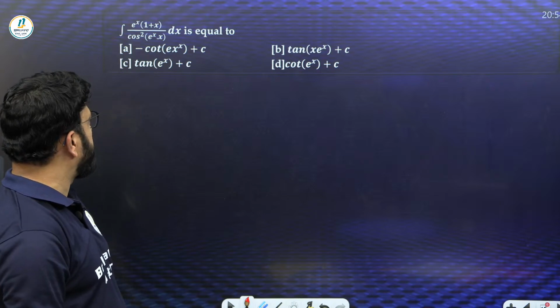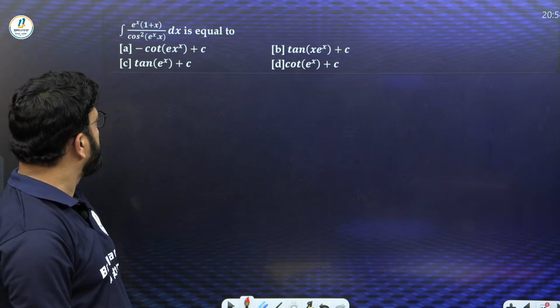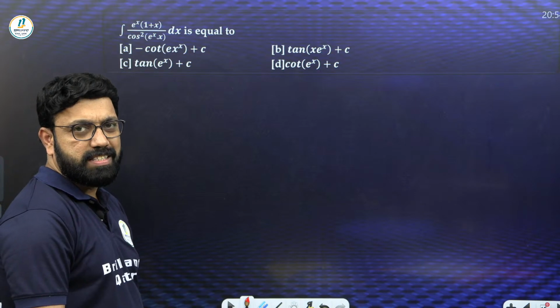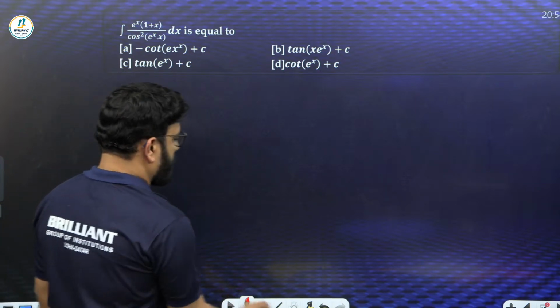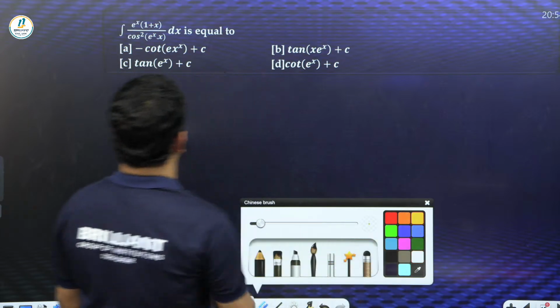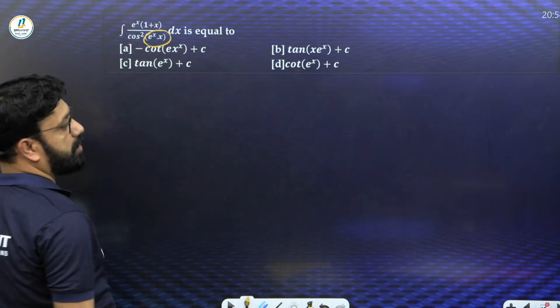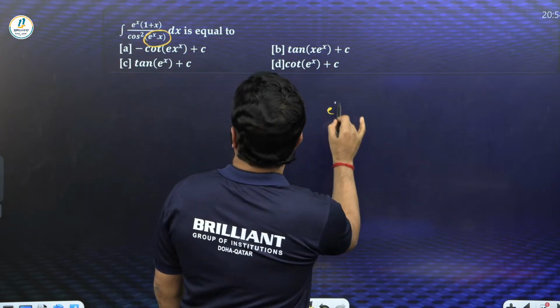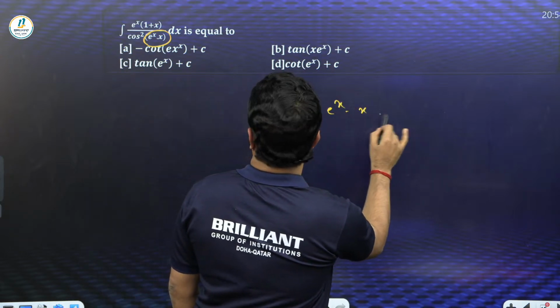The integral of e raised to x into 1 plus x over cos square of e raised to x into x. Very easy question. Very easily you can identify that question. What am I doing here? I am using the substitution method, right? What substitution? This one: e raised to x into x equals t.